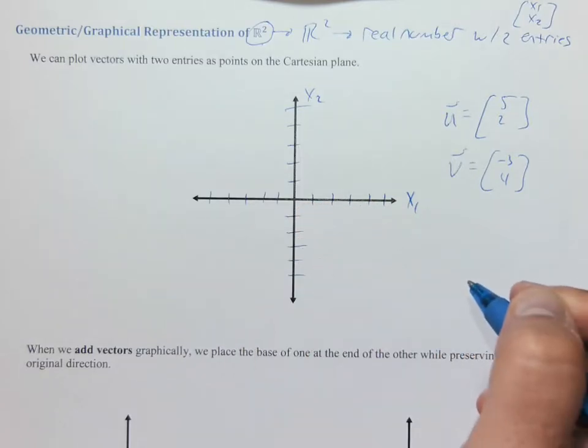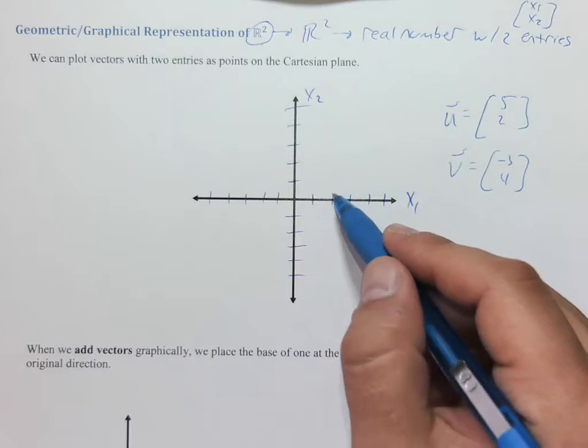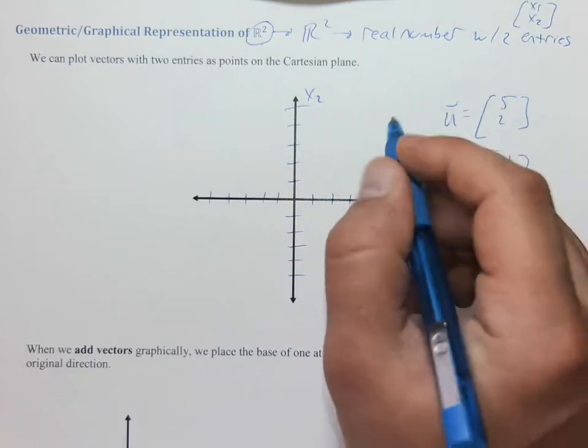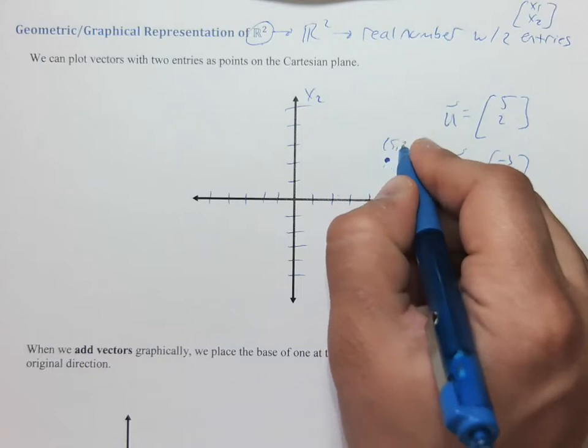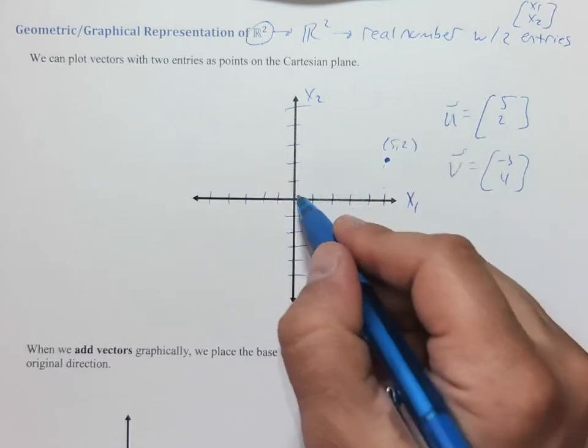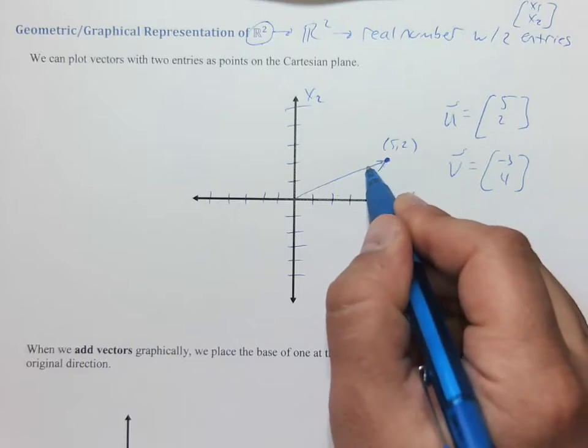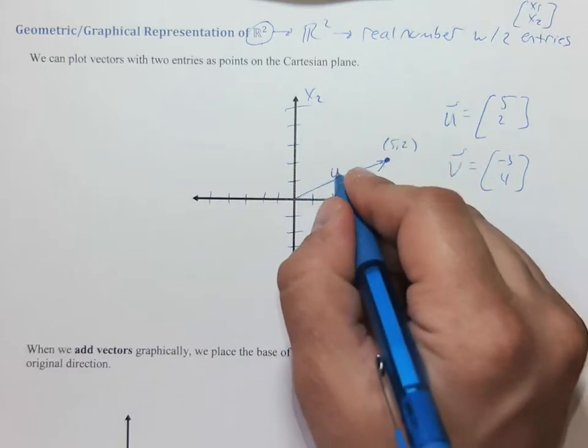We can easily plot those values, right? So we're going to plot u. We go out to 5, 2. That's the point 5, 2, right? And then the vector is the arrow that points out to that point from the origin. So this is the vector 5, 2.